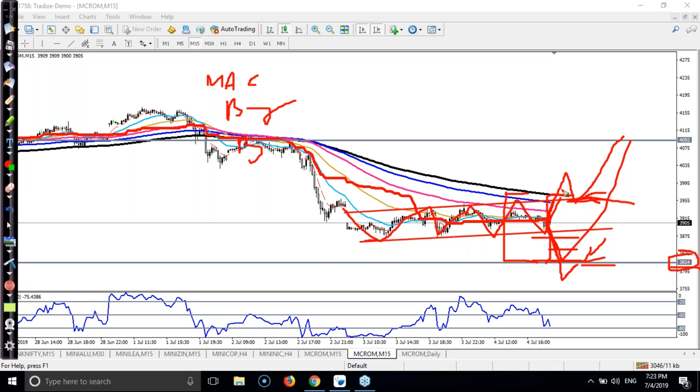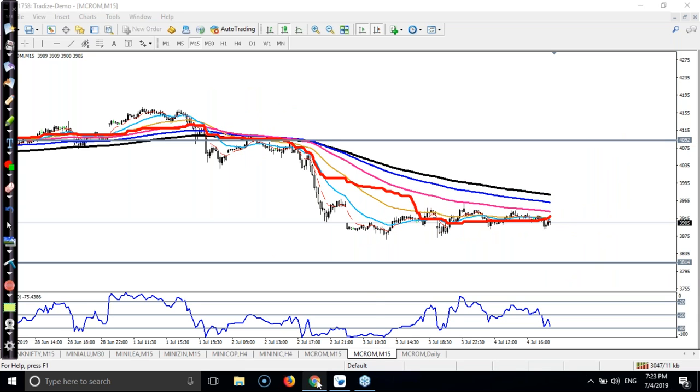And in this area, I'm never going to take any position. If they break this level, I'll start buying. If they break this level, I'll start selling from this area. Remember, this is a support level and this is a resistance level. And this is a small time frame because we are looking for a buy position, right? I can see this is a trading strategy.